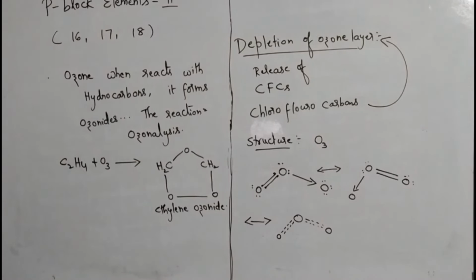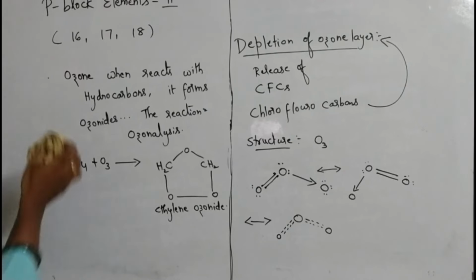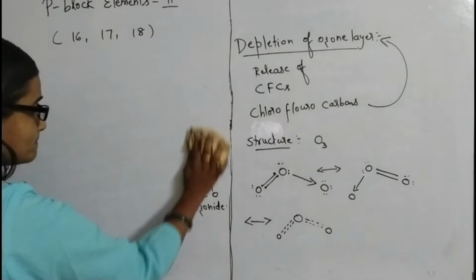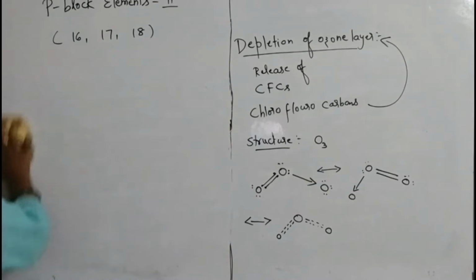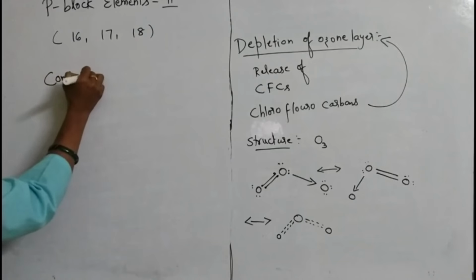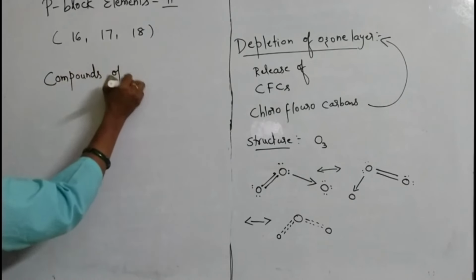So this is about ozone, or compounds of oxygen, their uses and so on, once you go through. Next, if you go for sulfur, compounds of sulfur. I already told you sulfur exhibits allotropic forms.